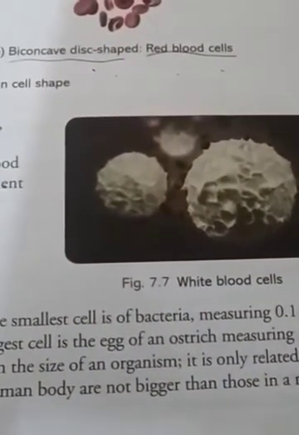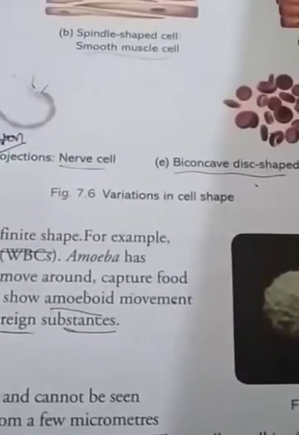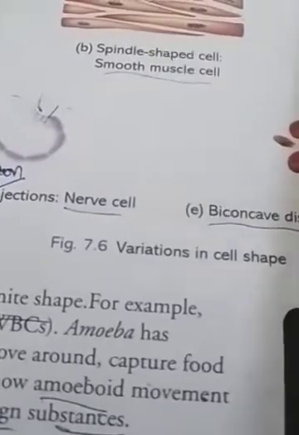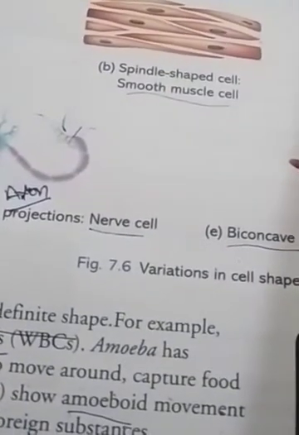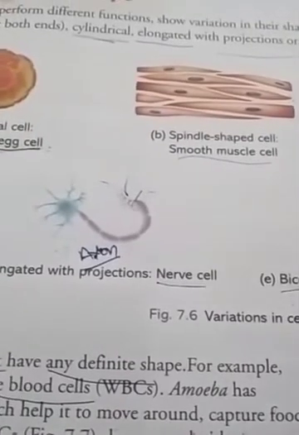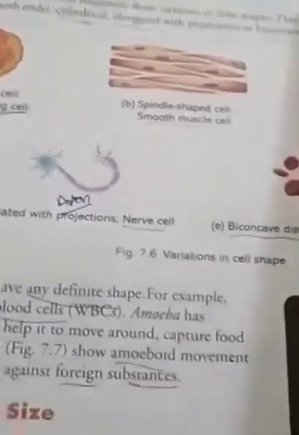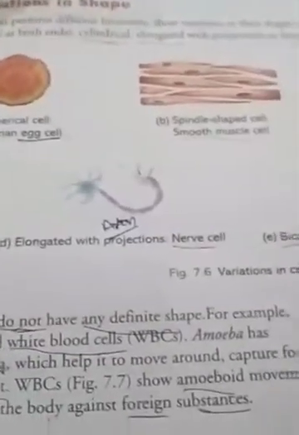So in this content you read about the variation in the cell shape. Cells are either of definite shape or irregular. Either they are regular in shape, meaning a fixed shape, or they are irregular, without a fixed shape.